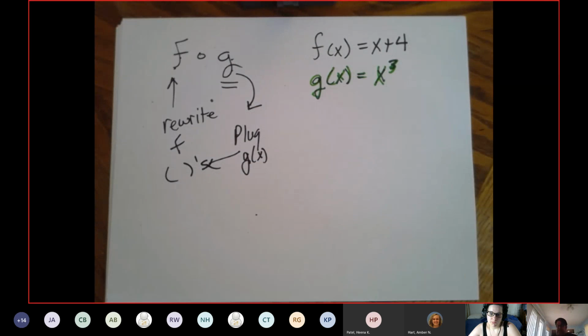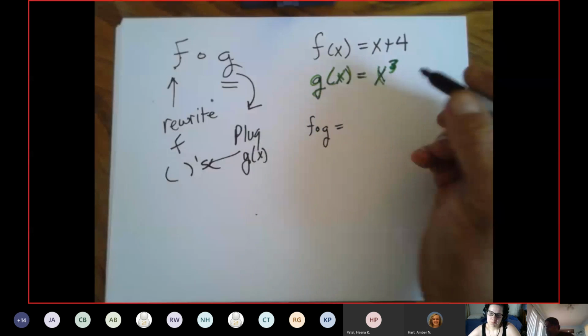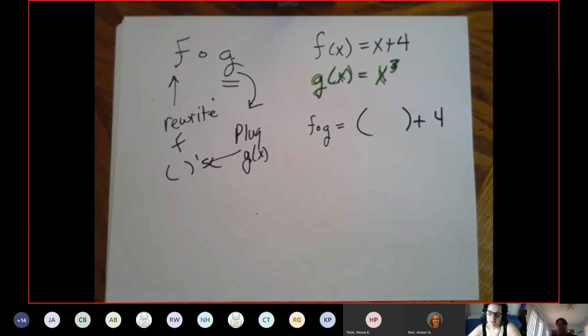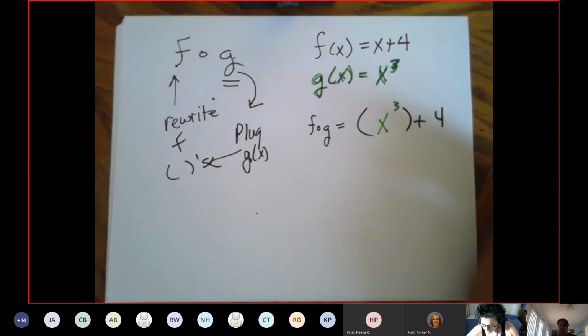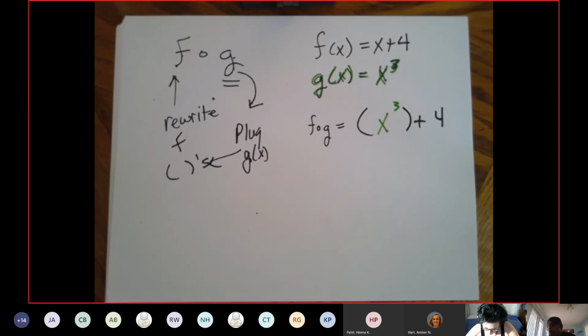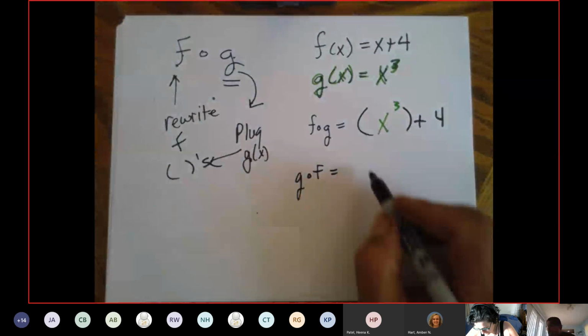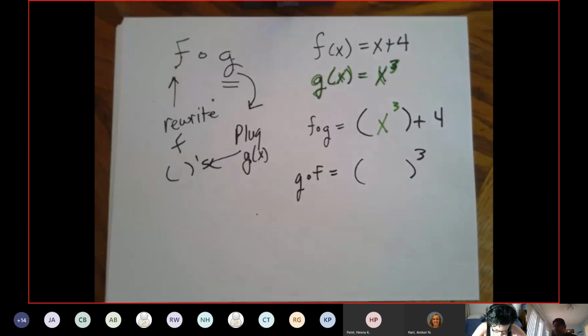So the first thing, if I want to do f composed of g, then I'm going to draw x plus 4 with a big set of parentheses. And then I'm going to plug in x cubed and simplify. If I want to do g composed of f, I draw g with a big set of what? Parentheses, and I plug in what? X plus 4. I plug in x plus 4.